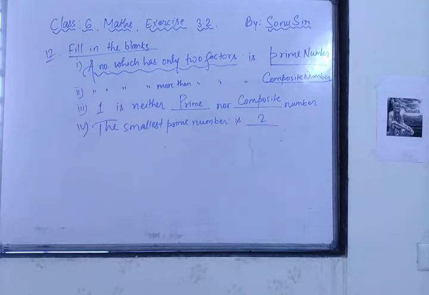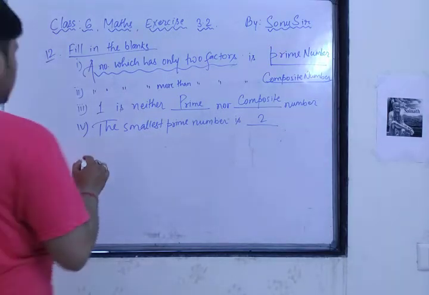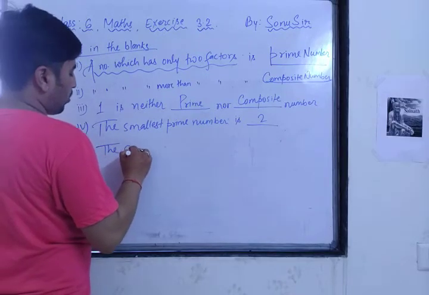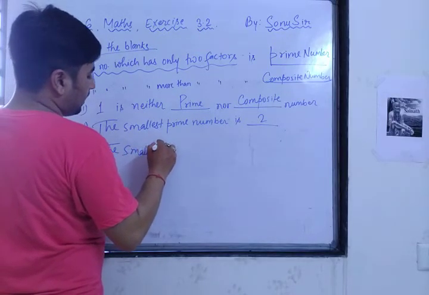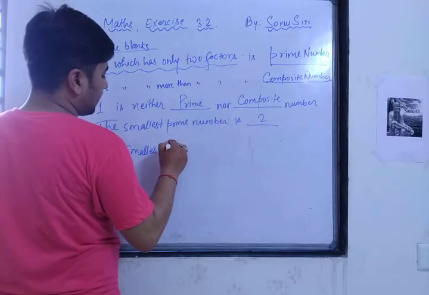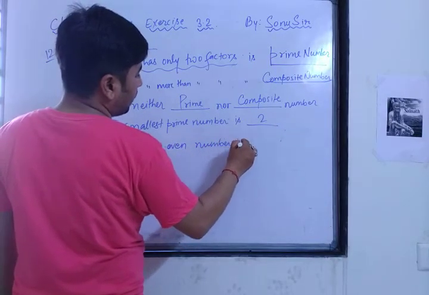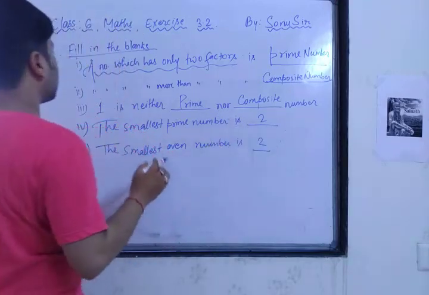The next one is the smallest even number. Can you tell me which is the smallest even number, 0 or 2? Remember, the smallest even number is 2. The smallest even number is 2. So I hope all of you have understood this fill in the blanks.